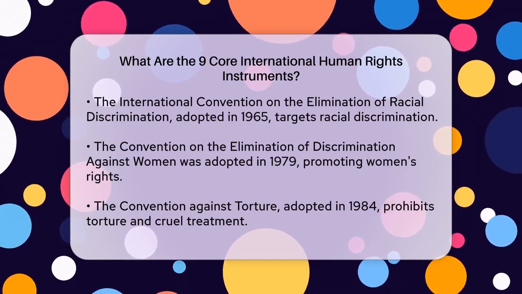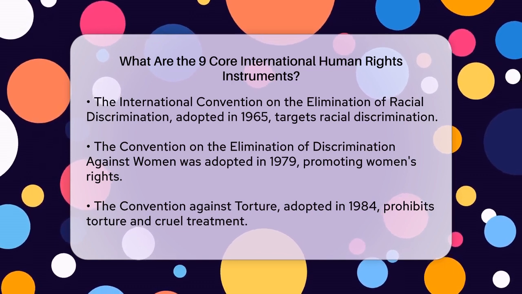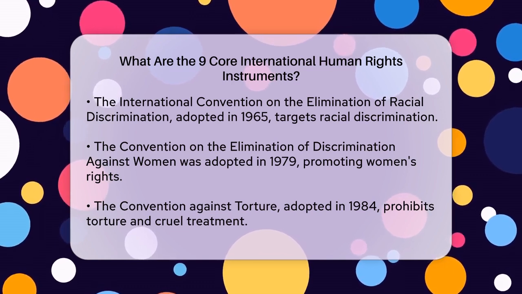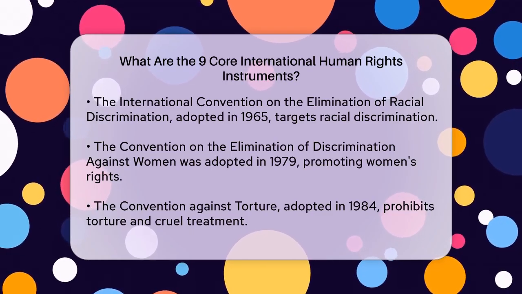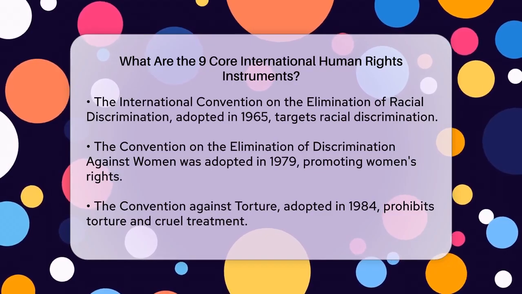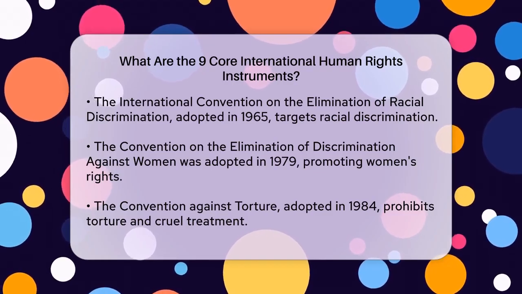The Convention Against Torture and Other Cruel, Inhuman, or Degrading Treatment or Punishment, adopted in 1984, prohibits torture and other cruel treatments. It also sets out measures to prevent such acts and to provide redress to victims.